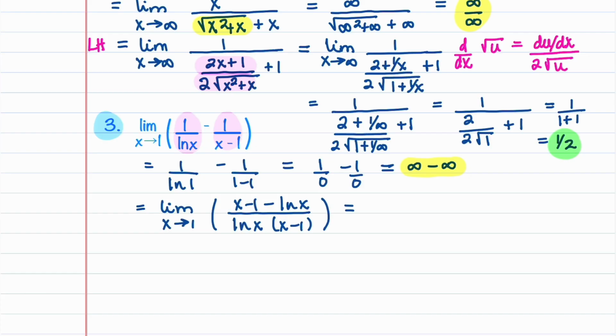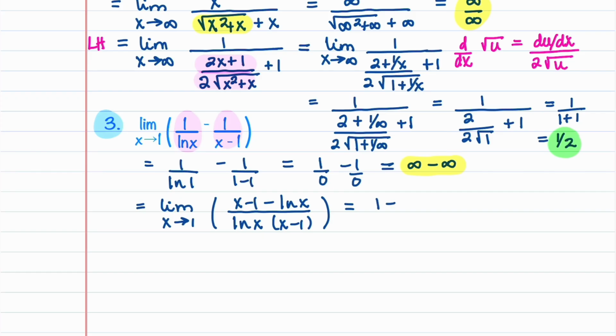Now, let's evaluate this again and let x be equal to 1. This gives us 1 minus the natural log of 1, which is 0. And then in the denominator, we have the natural log of 1, which is 0, times 1 minus 1. And we get the indeterminate form 0 divided by 0. This indeterminate form can be evaluated using L'Hopital's rule. So let's go ahead and do that. Let's put our LH here so we know we're using L'Hopital's rule.